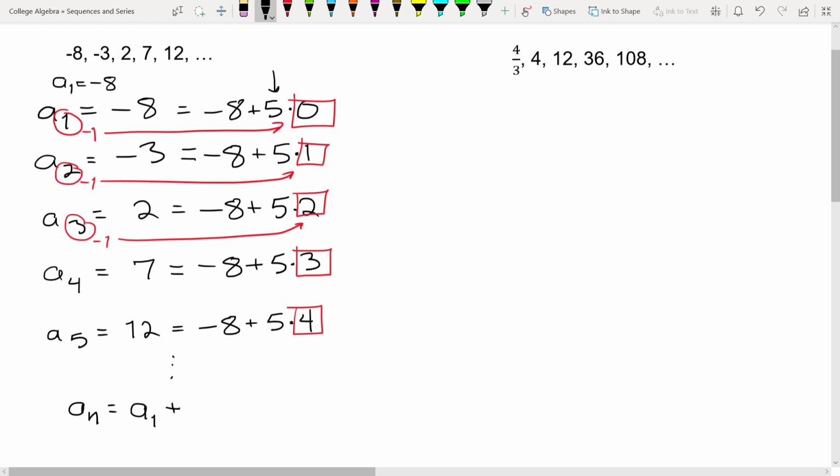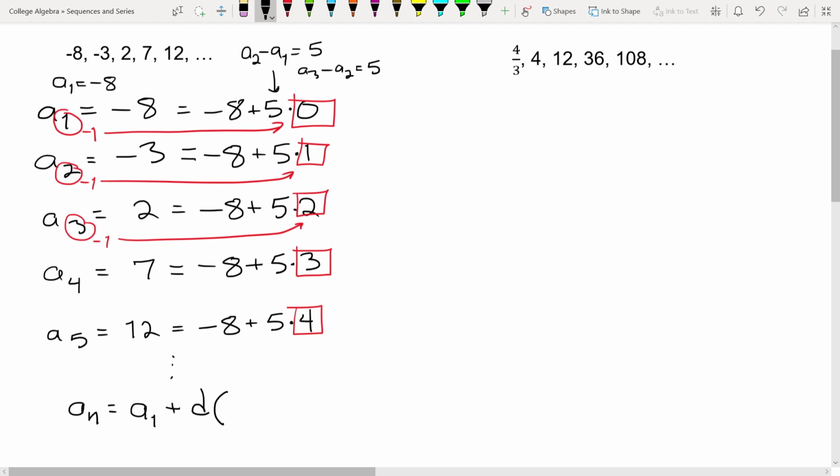Now, what do we call this 5? Well, as we go from A1 to A2, all we're doing is adding 5. A2 to A3, we're adding 5 again. We can also think of it as A2 minus A1 is 5. A3 minus A2 is 5. -3 minus -8 is 5. 2 minus -3 is 5. And so on and so forth. And so we call this a common difference, D equals 5. So I'm going to write D here for that.